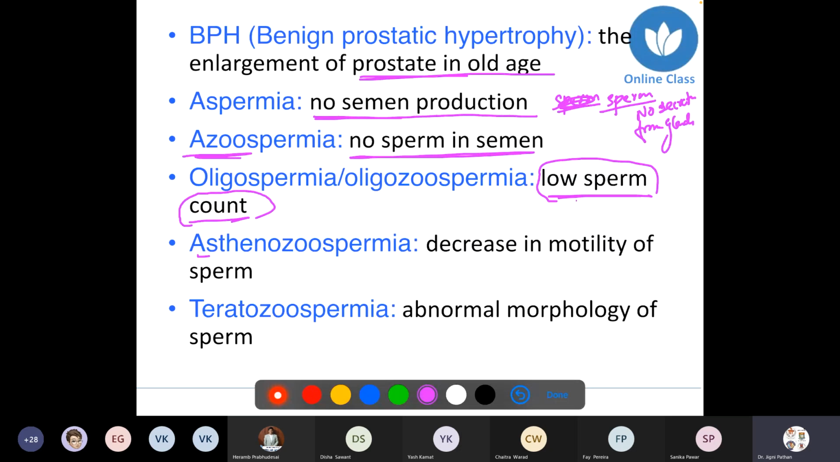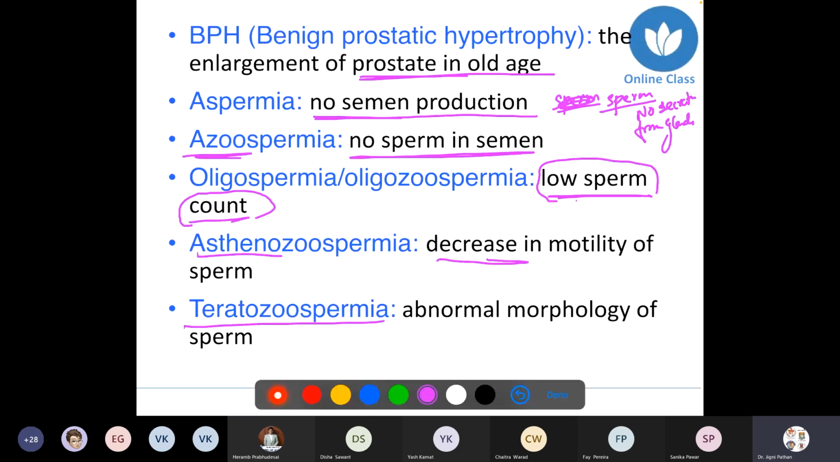Asthenospermia is decrease in motility. We have discussed that the sperm should be motile so that it can reach the egg. If there is a decreased rate of motility, the sperm cannot reach the egg. That condition is called asthenozoospermia. Teratozoospermia is where the sperm is morphologically incorrect. There is abnormality in the morphology of the sperm. That condition is called teratozoospermia.